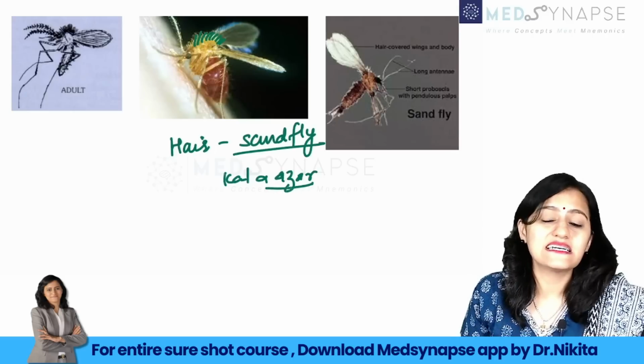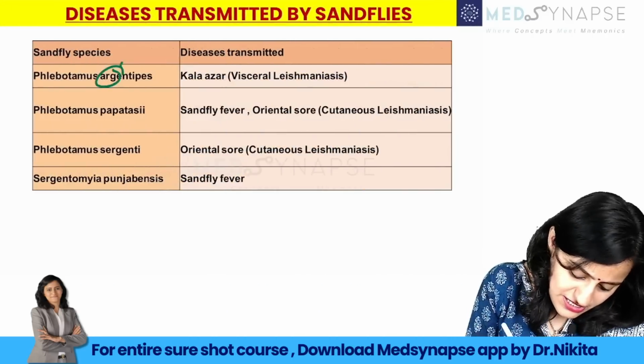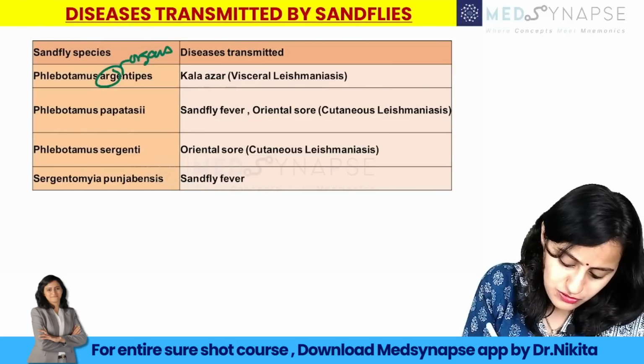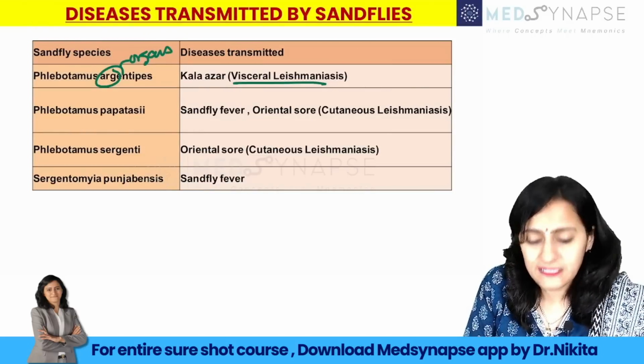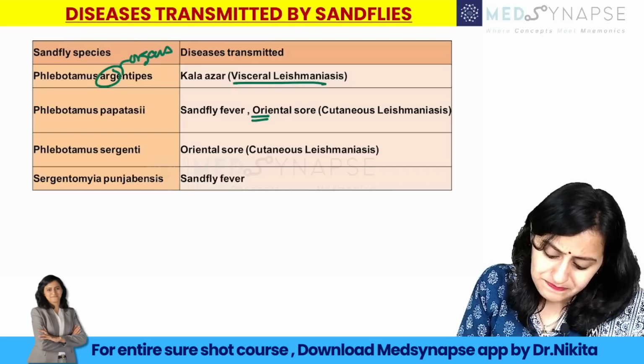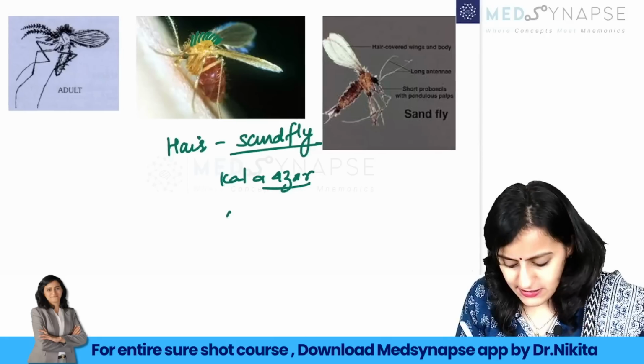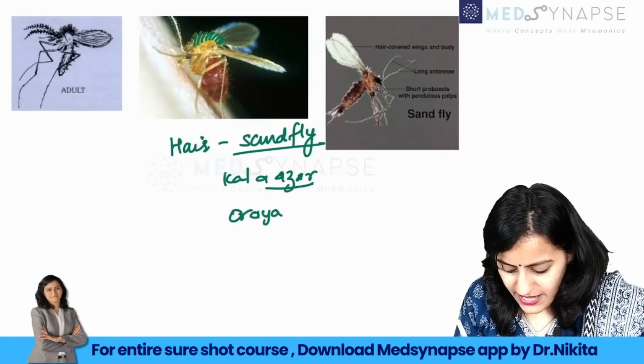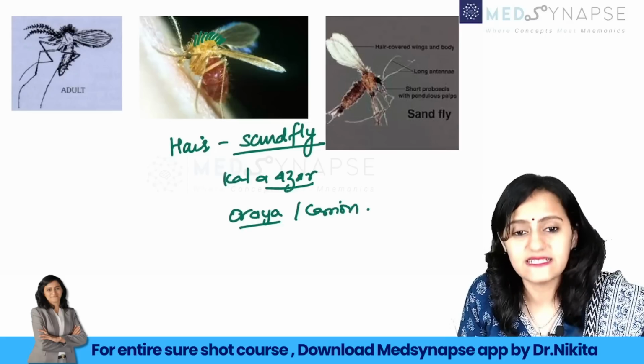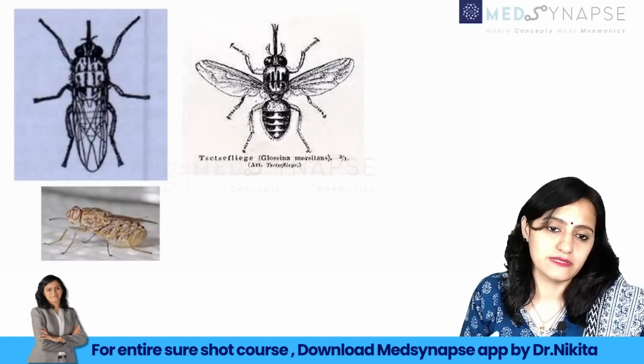Kala-azar. Visceral is Phlebotomus argentipes. Visceral leishmaniasis. Other things are oriental sore. Remember, sandfly is the vector for oriental sore and also Oroya fever or Carrion's disease caused by Bartonella bacilliformis.